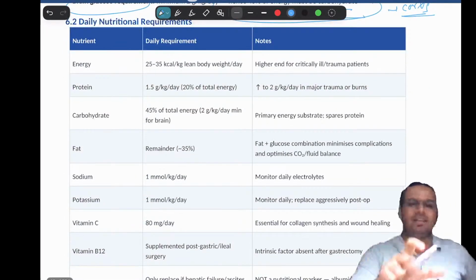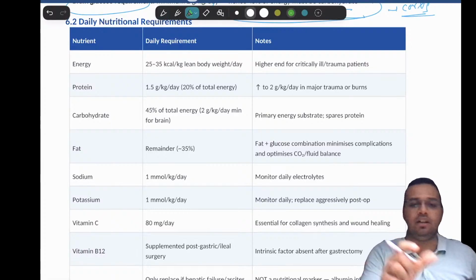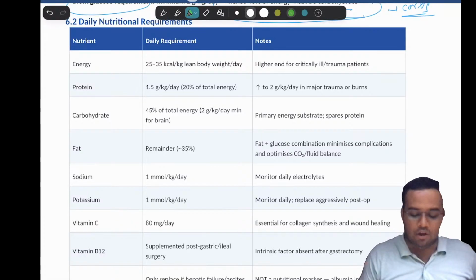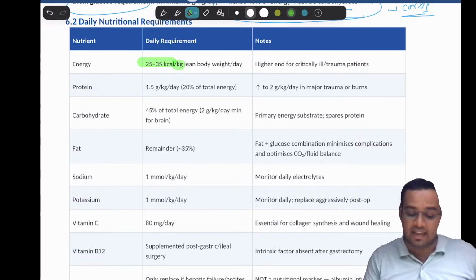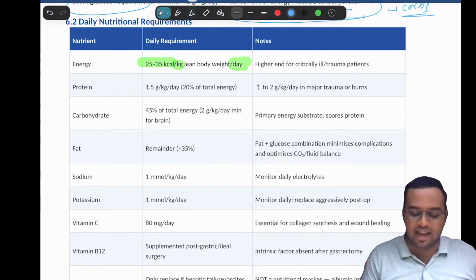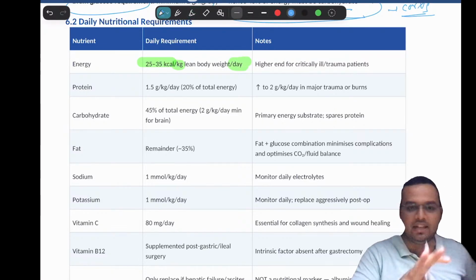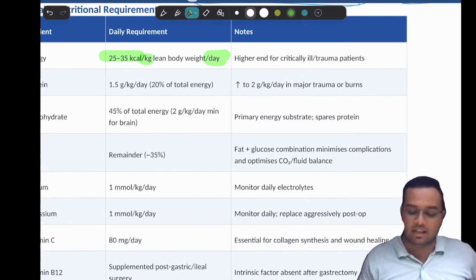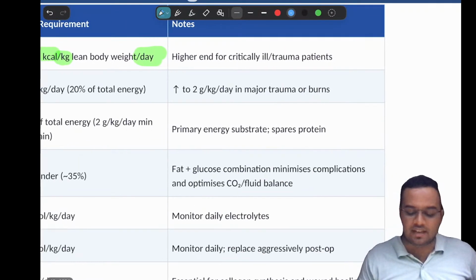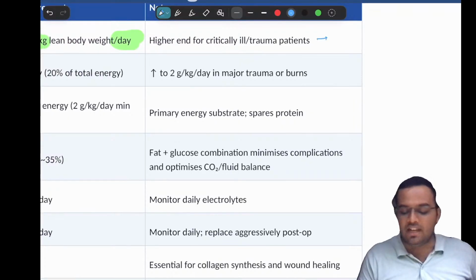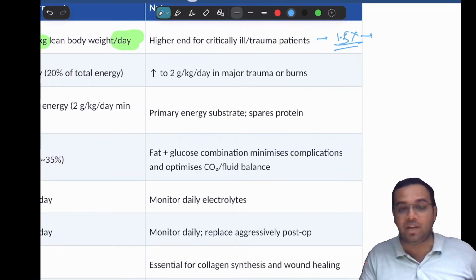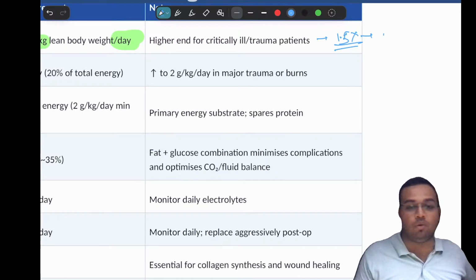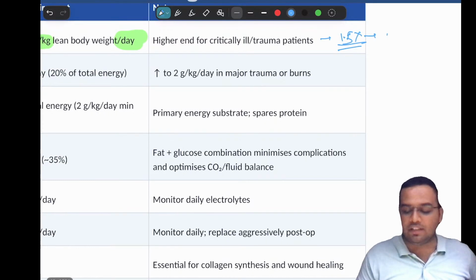So what are the requirements? Again, factual things, just try to include them in the notes. Normal energy requirement is 30 kilocalories per kg lean body weight per day. So 30 calories per kg per day is the normal requirement of any person. So how much does this increase? Normally 1.5 times more the requirement goes after a surgery.